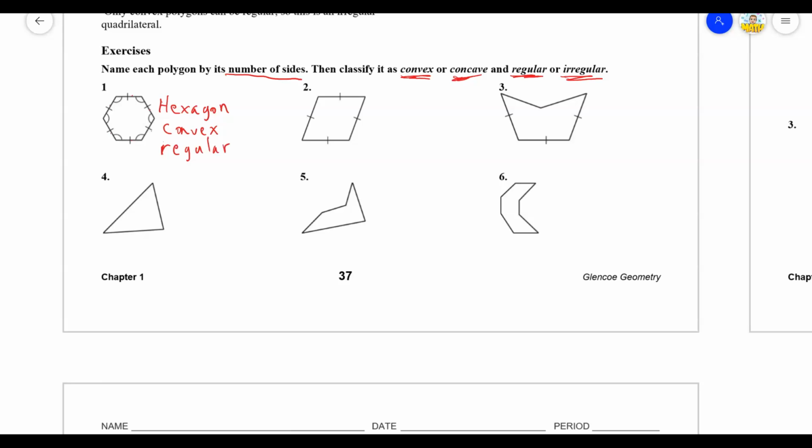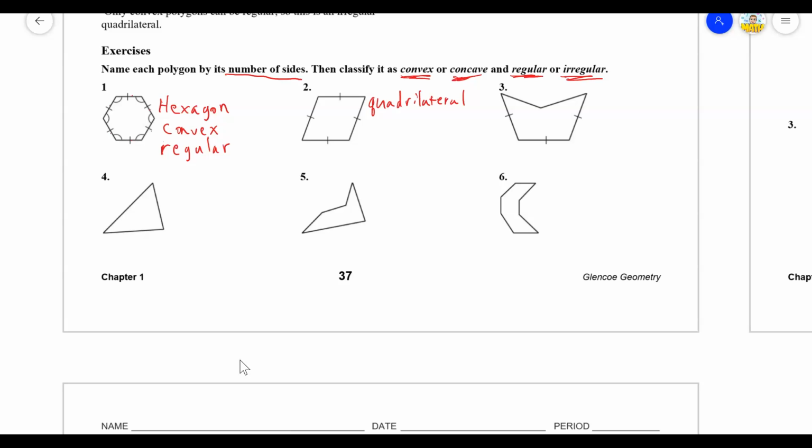Okay, and the next one, let's take a look. Number 2, when we have 4 sides, we call this a quadrilateral. When we have only a few sides, like 3 or 4, we don't add the gons on the end of it, like pentagon, hexagon, octagon, decagon, and so on. We have 3 sides is a triangle, 4 sides quadrilateral. So commit that to memory.